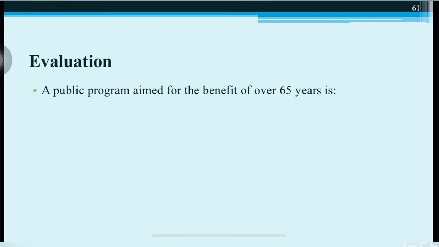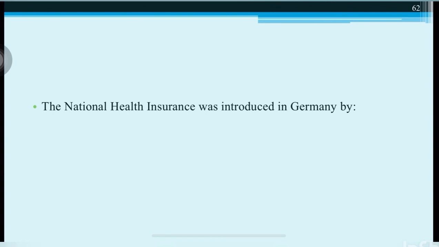Okay, so a public program aimed for the benefit of individuals over 65 years, I've already told you, is Medicare. Okay. And the next question here is, the national health insurance was introduced in Germany by, I also told you how to remember this. There's M in Germany, and there's M in Bismarck.